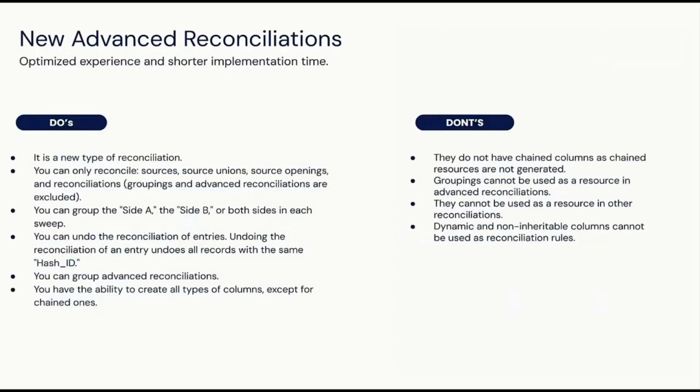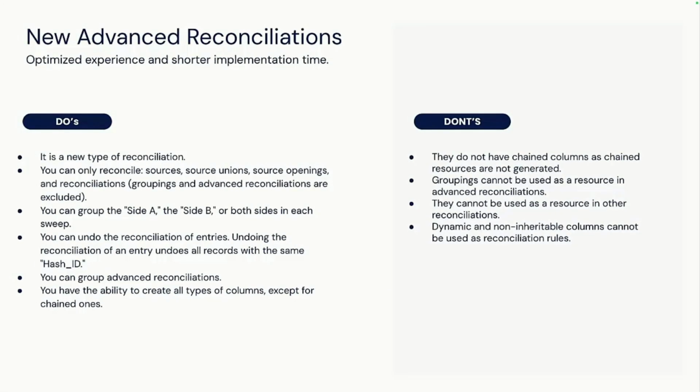Do's and don'ts. What can and cannot be done with these first advanced reconciliations? This is a new type of reconciliation that does not affect the previous ones in any way. Users can continue using the existing reconciliations without any issues. You can reconcile sources, union of sources, source opening, and the current reconciliations can still be reconciled.